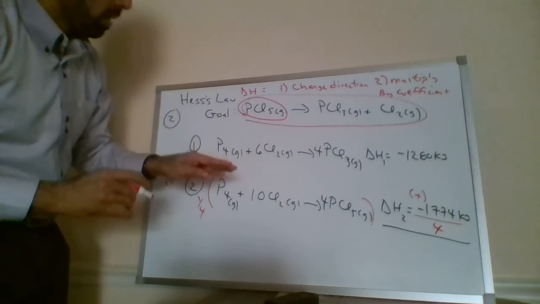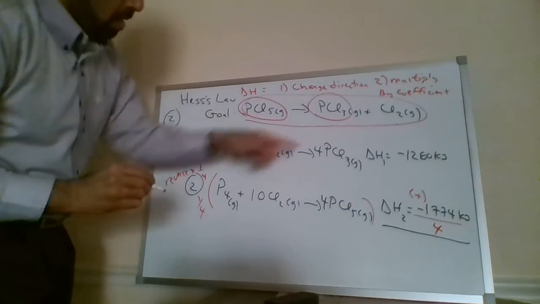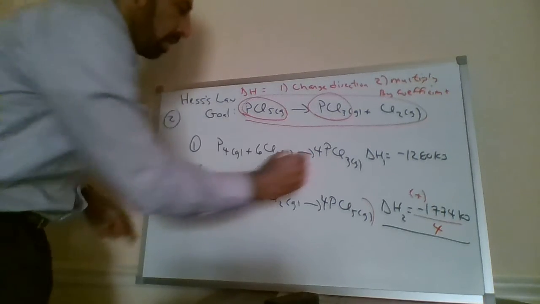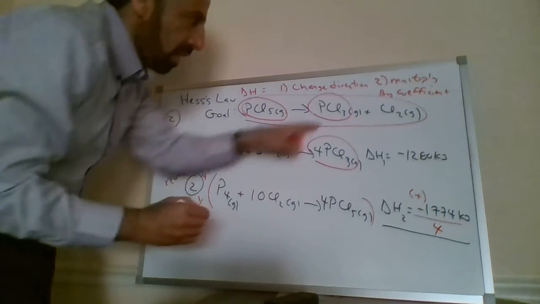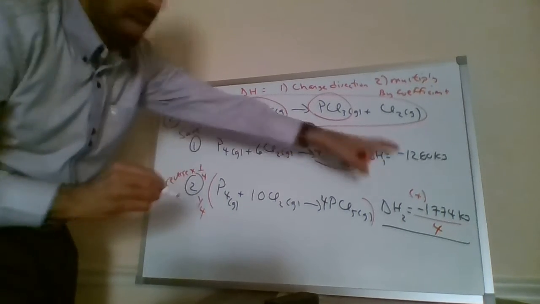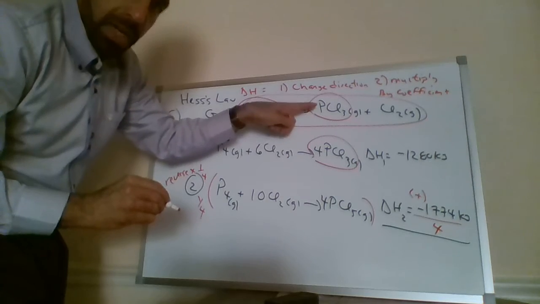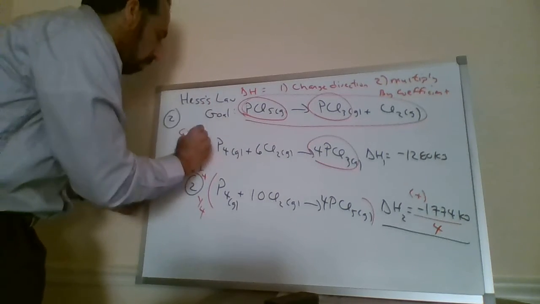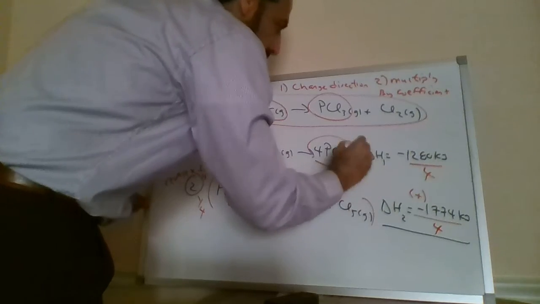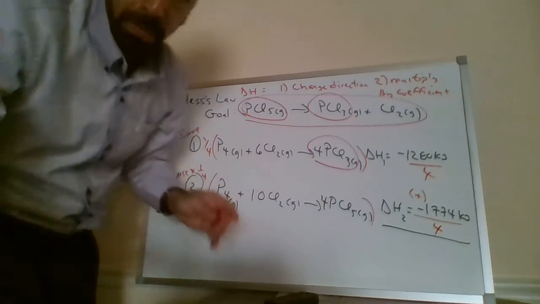Let's take a look at the other one now. So in this case, I have PCl3. This is the only equation that contains PCl3. They're both on the product side. So this one I'm going to keep the same, which means the sign stays the same. Again, notice though, there's 4 here, there's only 1 here. So I'm going to multiply everything by 1/4. So basically, I'm going to divide this by 4. So I keep the sign the same, but in this case, I'm going to divide it by 4.